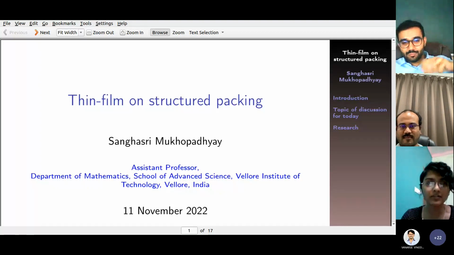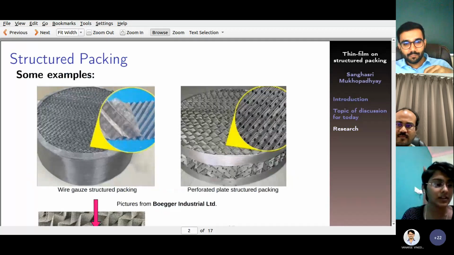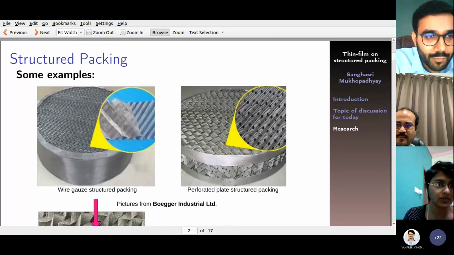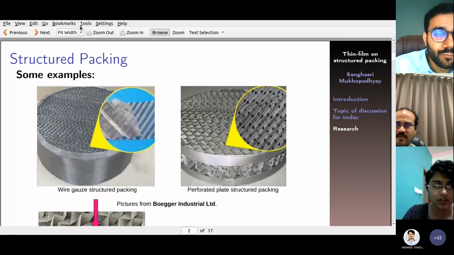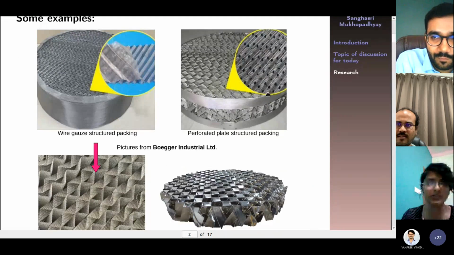Thank you very much for such a nice introduction. And again, good afternoon to everyone. Today I will be talking about part of what I have done during my PhD. This is the basic work, which is a thin film on structured packing. I'm not sure if my entire screen is visible to everyone. Can you please confirm? Maybe could you make it full screen? We can see the window. Okay, let us try to do that. Okay, yeah, now it's good. It's better.